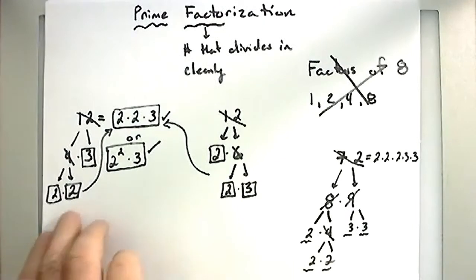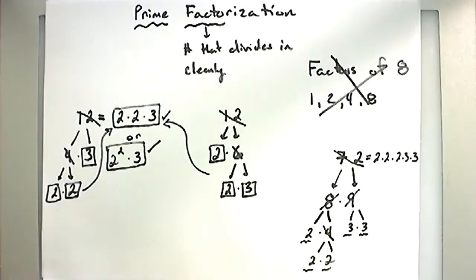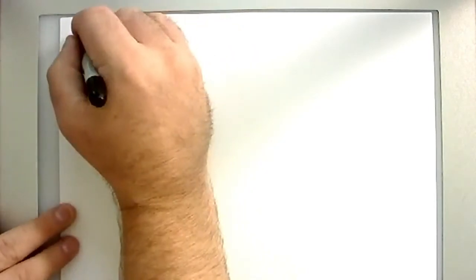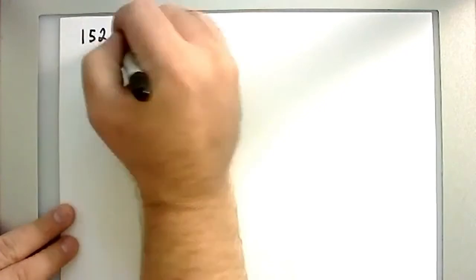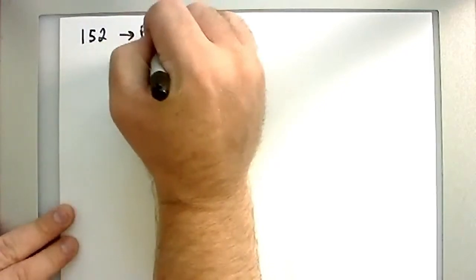All right, so that's prime factorization. It can get a little ugly. Let's actually do one more, with a little bit bigger number. There are some in the homework that are a little bit larger. It'll take a little time to break them down, but let's do one more. Let's go ahead and do 152. I want the prime factorization of 152.